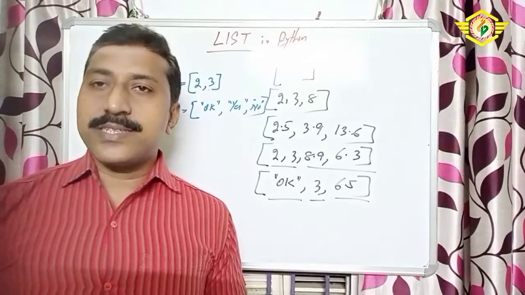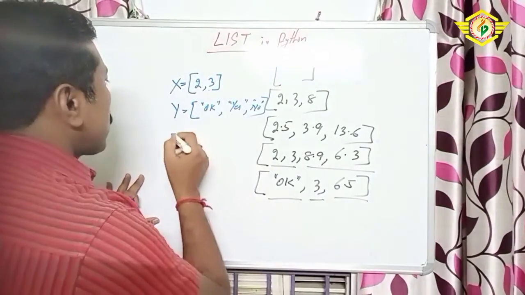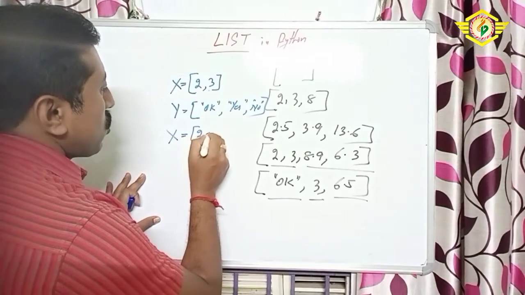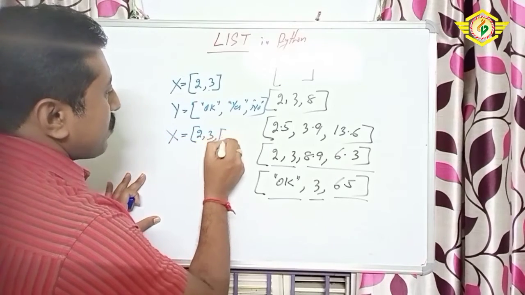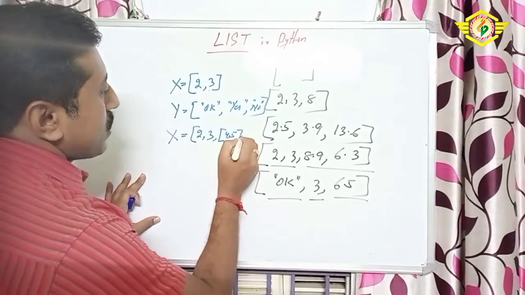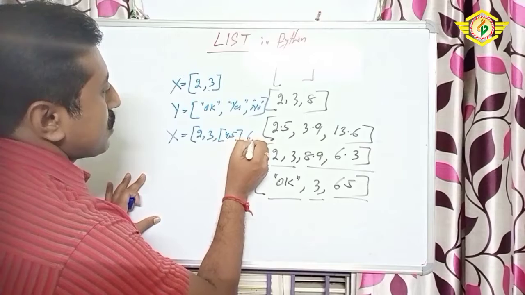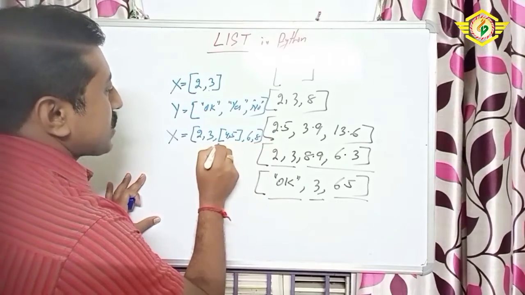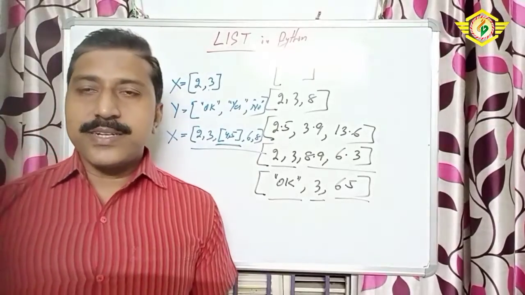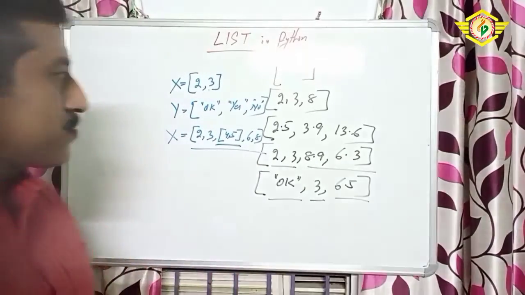And a list can also be of nested type. For example, x equal to 2, 3, and again within brackets I write 4, 5, then I write 6, 8. So this is called nested, meaning one list is within another list. That is called the nested type of list.